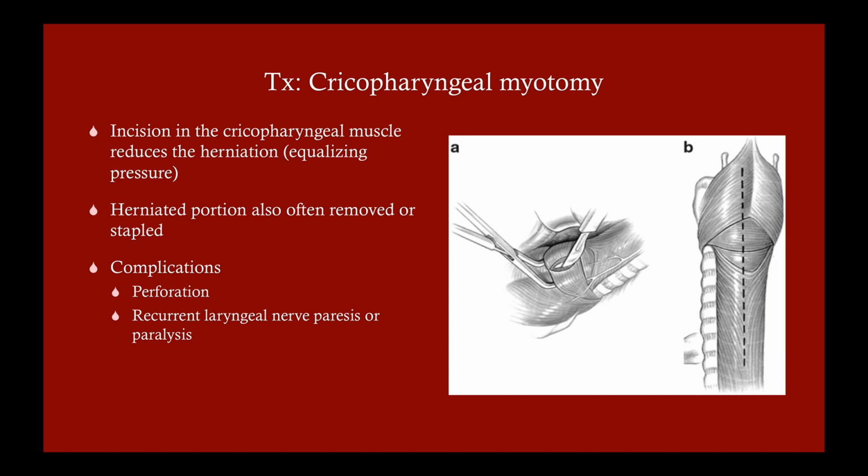There are some complications, of course, perforation of the esophagus. If you don't close it all the way, then you can get problems from that. And then, of course, there are nerves in that area, so you can get recurrent laryngeal nerve paresis. Remember, the recurrent laryngeal nerve travels along in the vicinity of the esophagus, and so that would cause voice hoarseness because that does innervate the vocal cords.